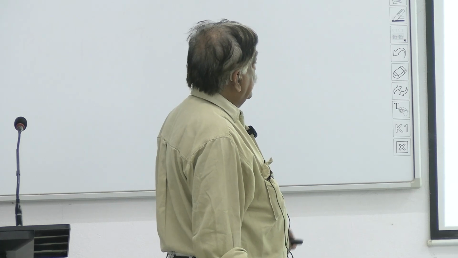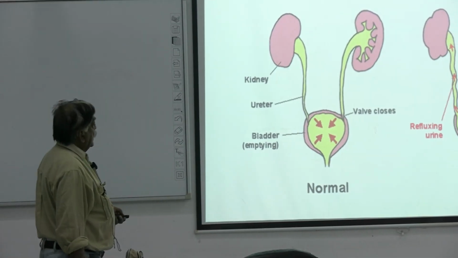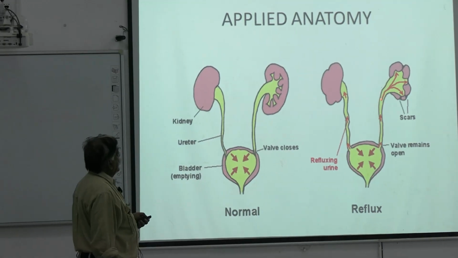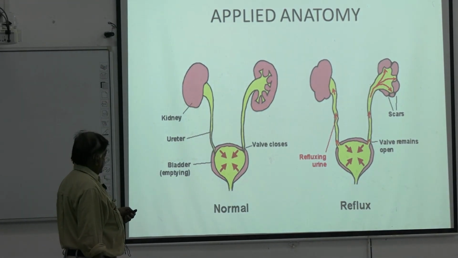Now, applied anatomy: this is the normal, valves close at the ureter and bladder junction, with no reflux. If there is reflux, the valve remains open and you see urine refluxing backwards.